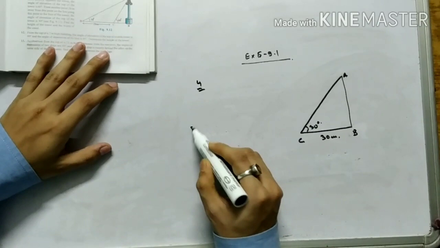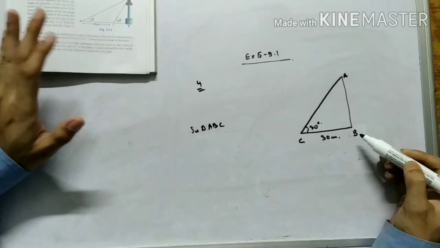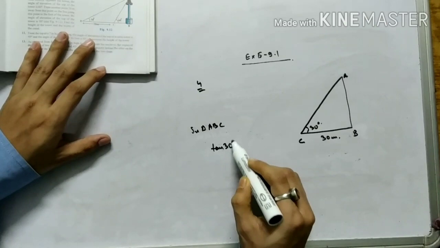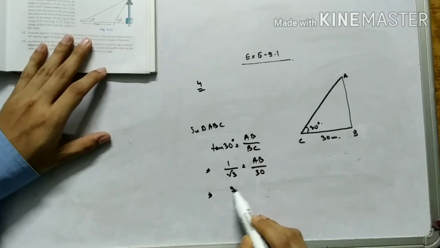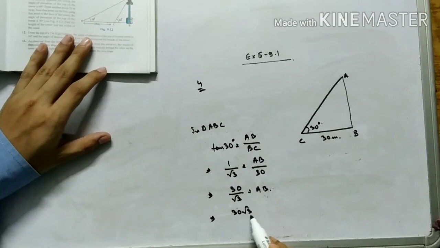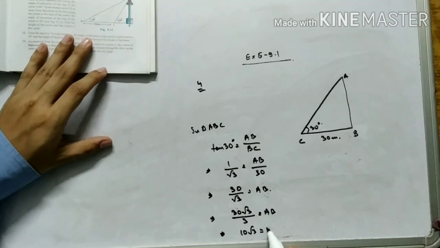So directly in triangle ABC, what function will I use here? This one perpendicular I need. Tan function I will use. Tan 30 degree is equal to AB by BC. Tan 30 is 1 by root 3, equals AB by 30. So this is 30 by root 3 equals AB. If I multiply root 3 in both numerator and denominator, ultimately I will get 10 root 3 equals AB. Understand? 10 root 3 equals AB.